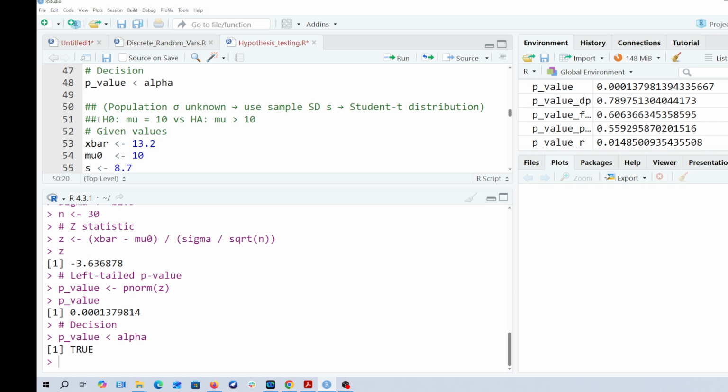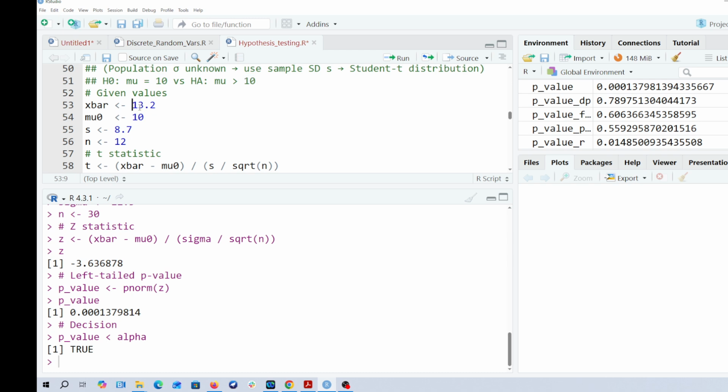So let's say we do not know the population standard deviation, and then we are going to estimate it based on the data that we are collecting. Let's say we are trying to test that mu is equal to 10 versus the alternative that mu is greater than 10. So here, it is a little bit different.